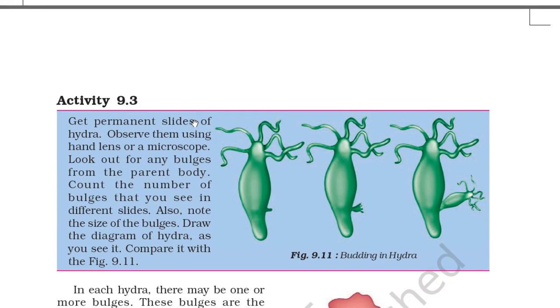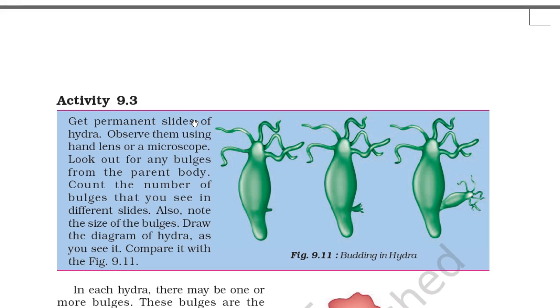Observe them using a hand lens or a microscope. Look out for any bulges from the parent body. Count the number of bulges that you see in different slides. Also note the size of the bulges. Draw the diagram of hydra as you see it. Compare it with the figure in 9.11.